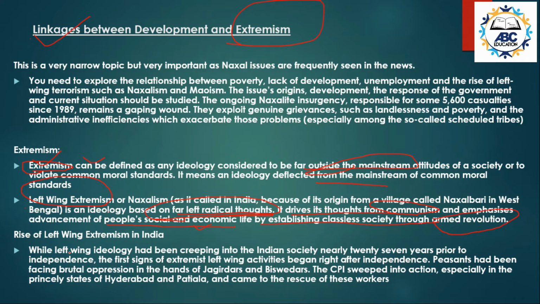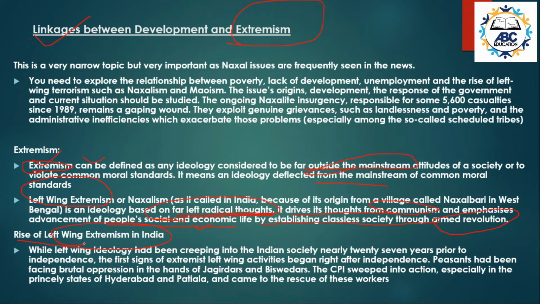ठीक है. Now, once we know what is left-wing extremism, we have to understand the rise of left-wing extremism in India. जैसे कि इंडिया में इसका beginning कैसे हुआ? तो इंडिया में बेसिकली क्या हुआ कि right after independence ही हमें इसके early signs दिखने शुरू हो गए थे. Even before independence, because communism का जो एक philosophy है वो तो world में even before हमारे independence के पहले ही बहुत ज़्यादा spread हो चुका था.